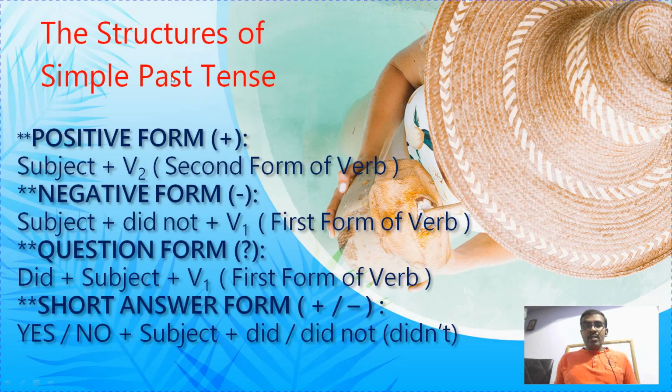Here we are going to discuss the structure of simple past tense. All the tenses have structures. Okay, basic format: the positive form, and then negative form, question form, and short answer form. So first one, positive form. Positive form means subject, first subject I, we, they, you, plus verb two. Let me give one example. Take one verb, go. So go is V1, went is V2, and gone is V3. Likewise, we are classifying.